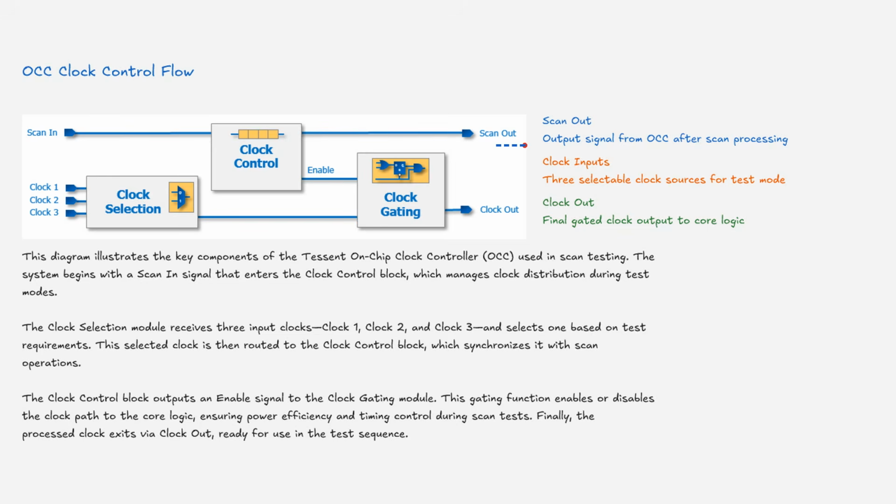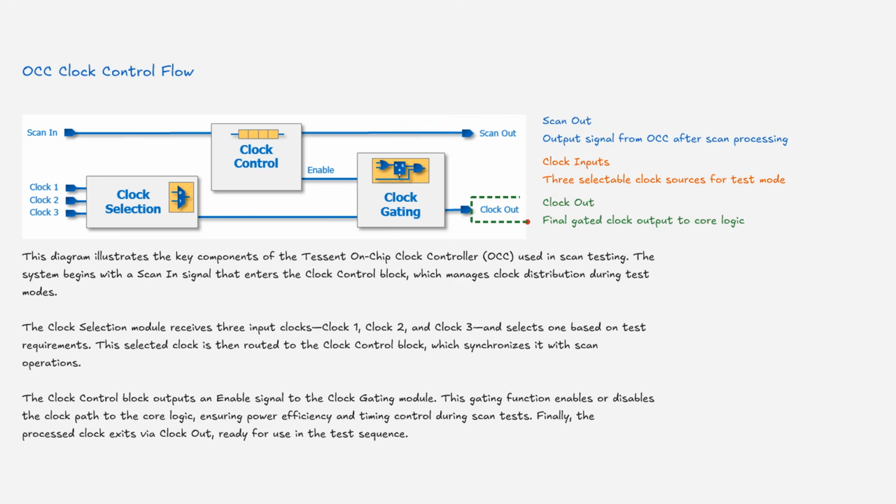This diagram illustrates the key components of the Tessent On-Chip Clock Controller, OCC, used in scan testing. The system begins with a scan-in signal that enters the clock control block, which manages clock distribution during test modes. The clock selection module receives 3 input clocks, clock 1, clock 2, and clock 3, and selects one based on test requirements. This selected clock is then routed to the clock control block, which synchronizes it with scan operations.